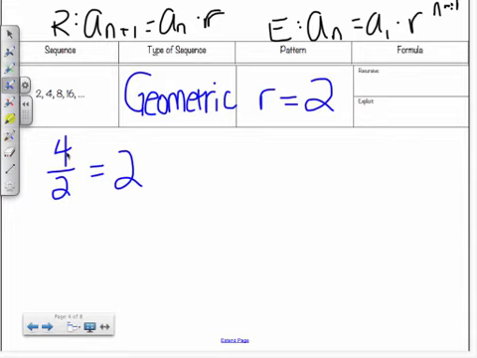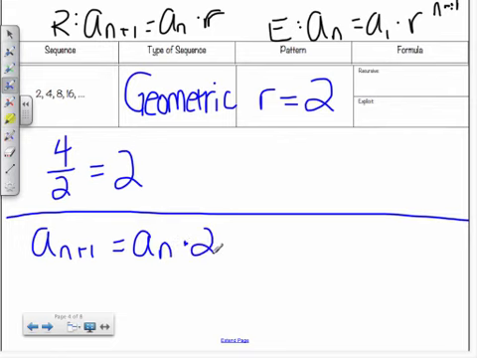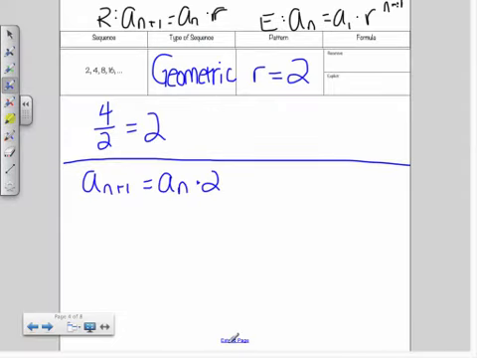Okay, so if I want to figure out what the recursive formula is going to be for this geometric sequence, I'm going to use the formula that I have right on the top of my page, which is a sub n plus 1 equals a sub n times r. So all I'm going to say is that a sub n plus 1 equals a sub n multiplied by 2, because I know that that's my common ratio. So I'm just going to rewrite this in a slightly different order. So I'm going to say a sub n plus 1 equals 2 a sub n. And that should make sense to you because each term is twice as big as the term before it.